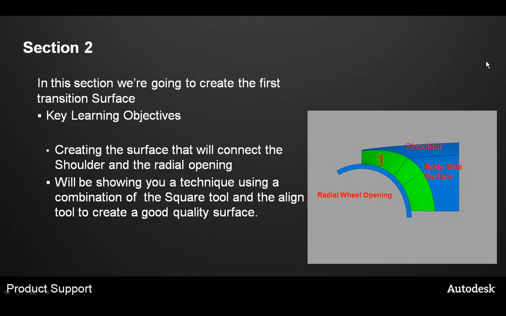Section 2. In this section, we're going to create the first transitional surface. Key learning objectives, creating the surface that will connect the shoulder and the radial opening. We'll be showing you a technique using a combination of the square tool and the align tool to create a good quality surface.